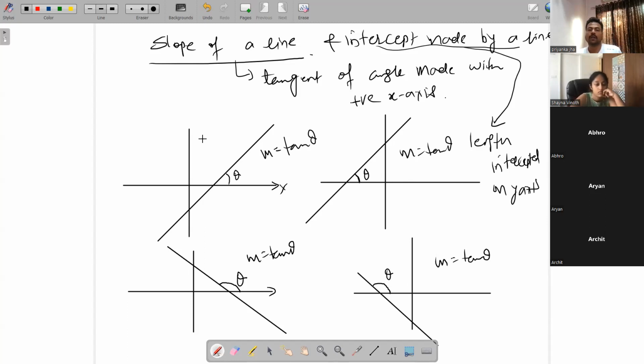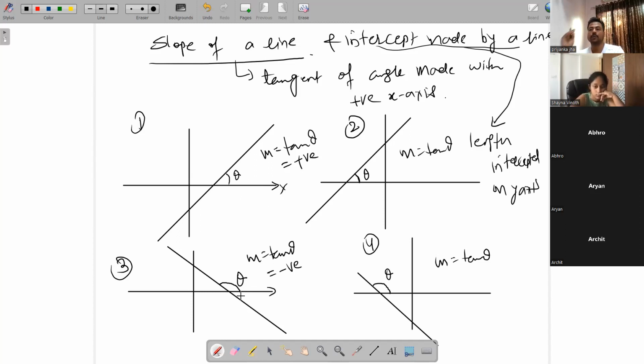Now you can see that in the first case and second case, the angle is acute. If the angle is acute, the slope will be positive because tan of an acute angle is positive. An acute angle means less than 90 degrees, so it falls in the first quadrant, and we know that in the first quadrant, all trigonometric ratios are positive. But in the third and fourth case, theta is obtuse, meaning more than 90, so it falls in the second quadrant. So slope will be negative.